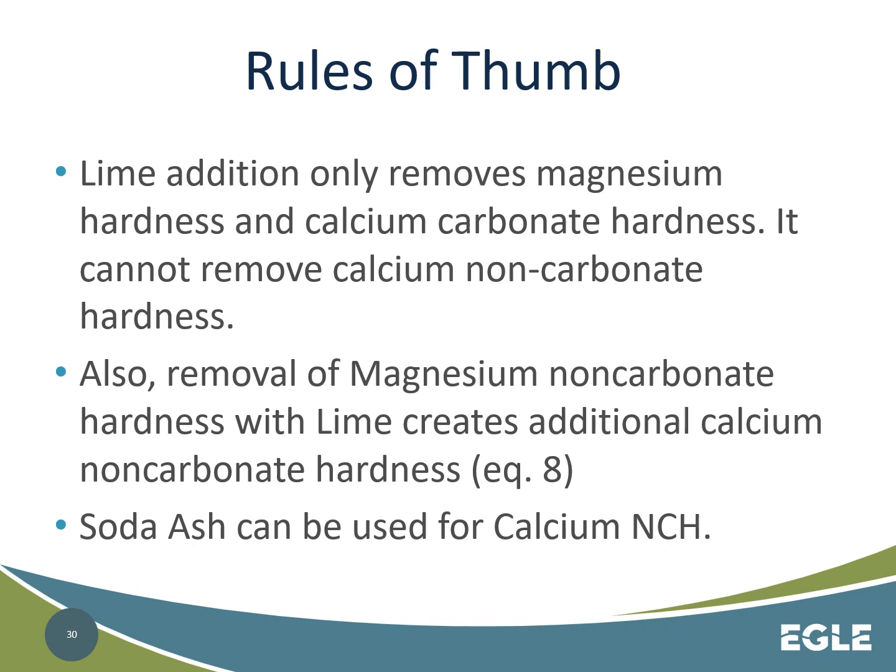It is always the non-carbonate hardness that is more difficult to manage. We use soda ash to remove calcium non-carbonate hardness. I'm going to keep discussing this in different ways so you will understand the concepts and be able to apply them to your softening calculations.